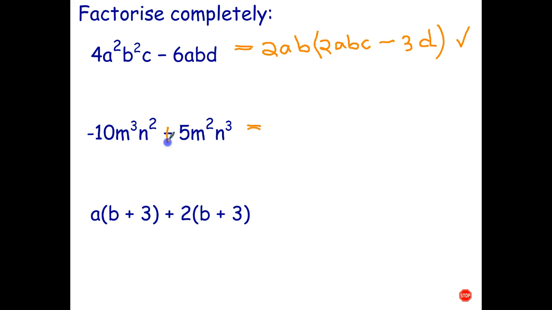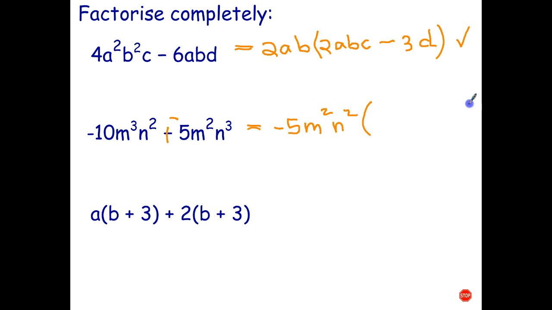negative number rather than the positive, but the other one's still correct. So I change that to plus negative, and I can take out a common numerical factor of negative 5. Now I've got 3 m's there and 2 m's there. Well, I can take 2 m's out because that's got 3 m's, so it certainly contains 2. So I can take out a common factor of m squared. Here I've got 3 n's and 2 n's. I can take out 2 n's.